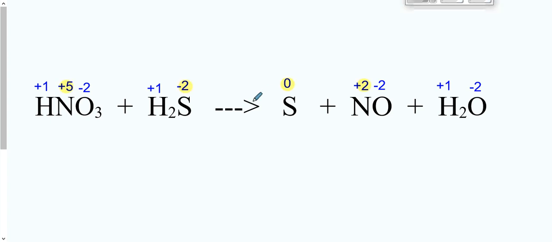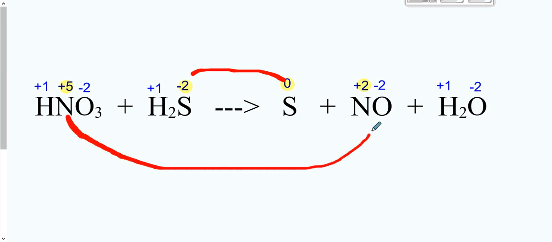When we compare across our reaction arrow, I can see that sulfur went from -2 up to 0. So my oxidation number actually increased in this case, and that means it was oxidized. Nitrogen went from an oxidation number of +5 in my nitric acid down to +2 in my nitrogen monoxide. Its oxidation number decreased in this case. So we're going to draw those connecting lines and figure out the electrons gained and lost.